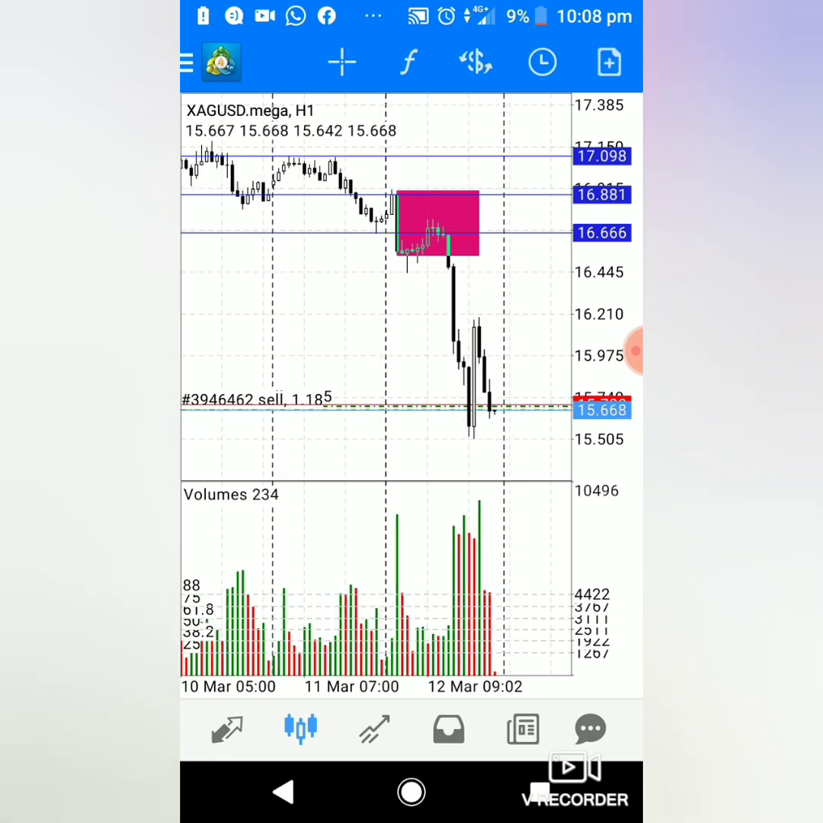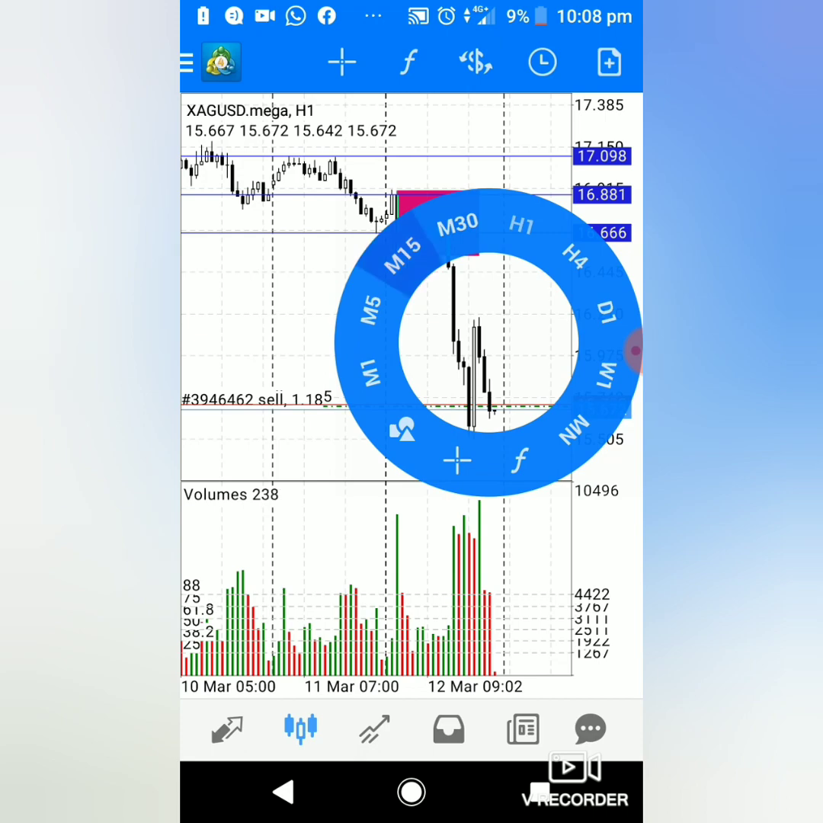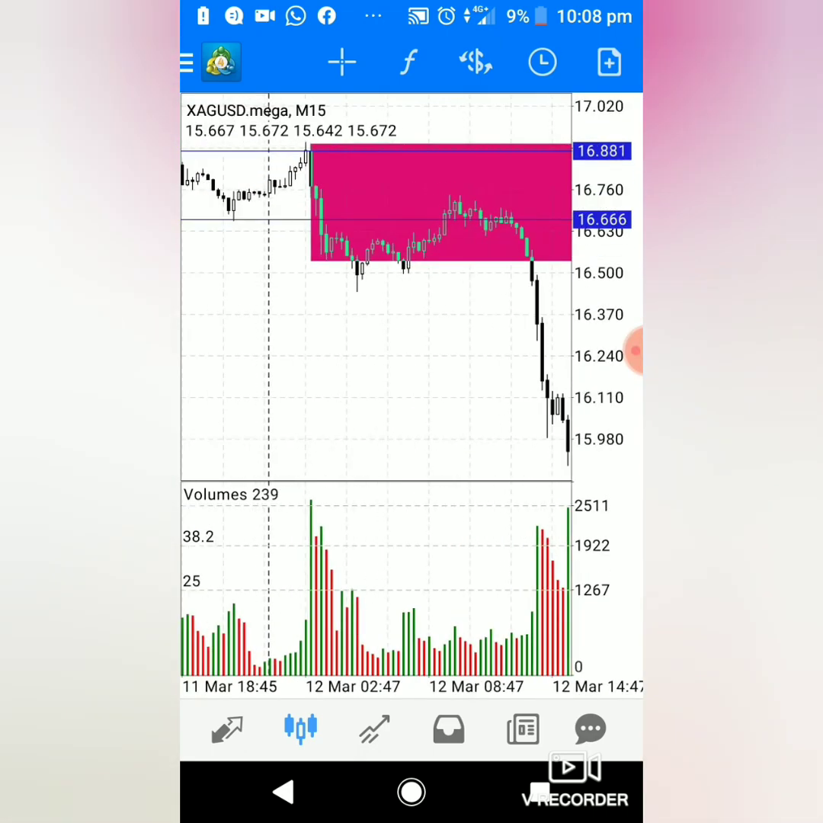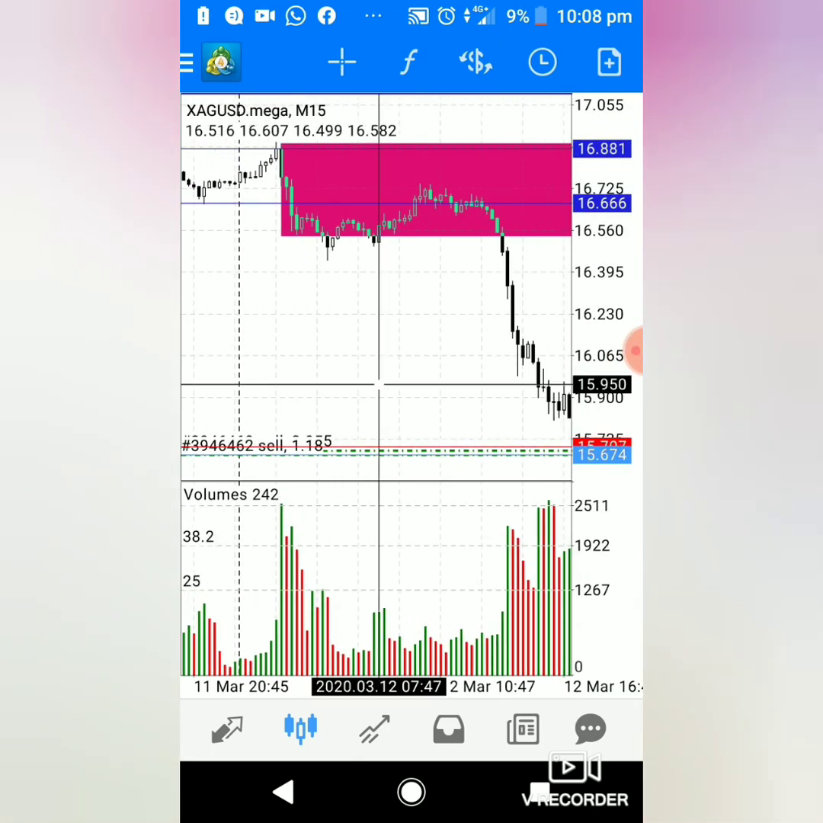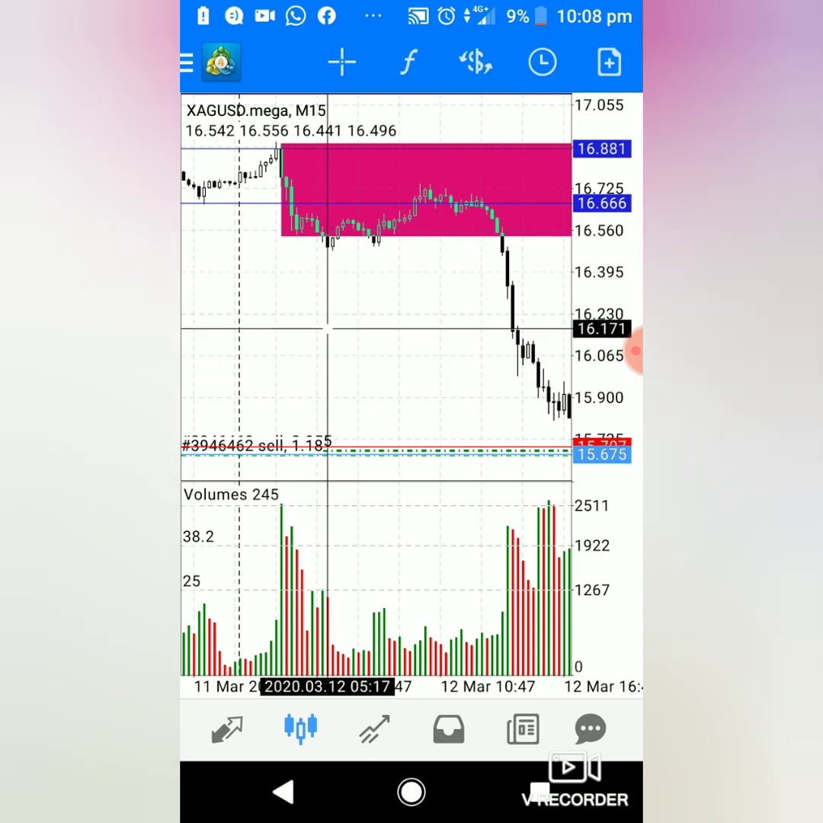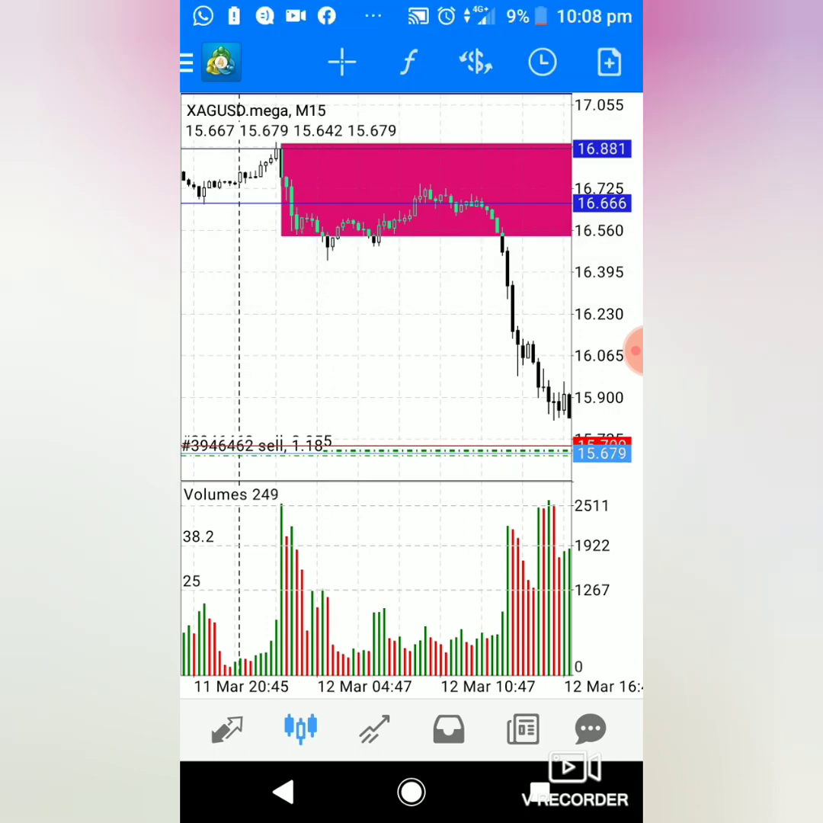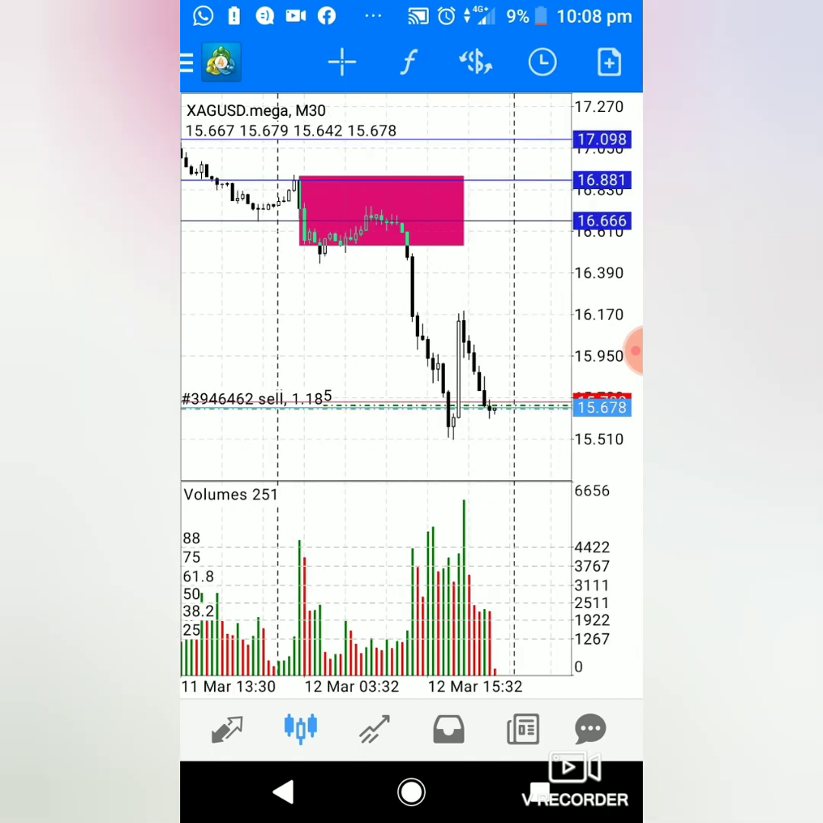Right there. Great. So now when we shift to 15 minutes, we can clearly see that we had a distribution. That distribution was an execution distribution. Within an execution distribution, we don't just execute the trade. We move to 30 minutes and confirm.